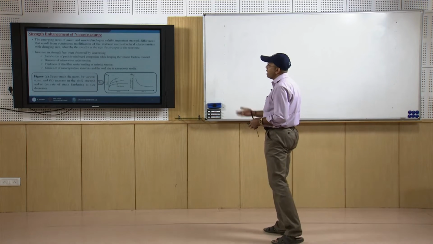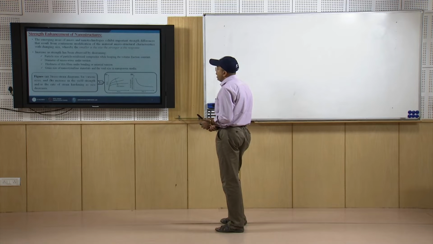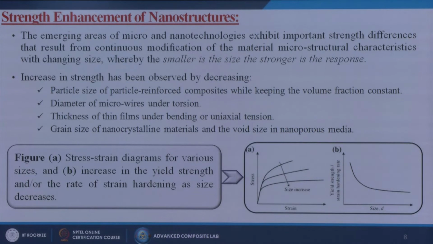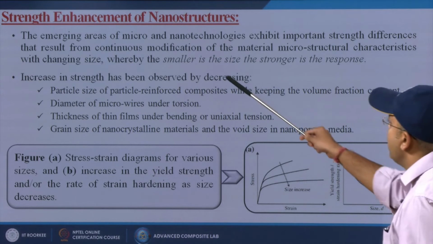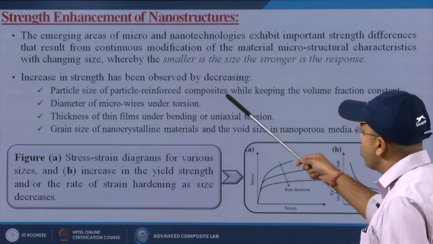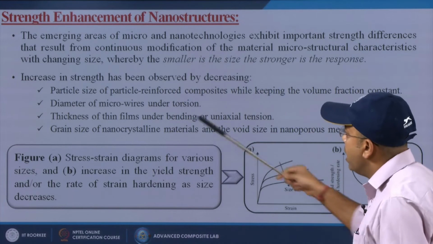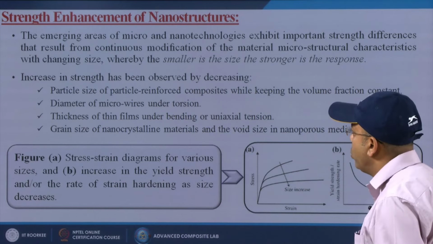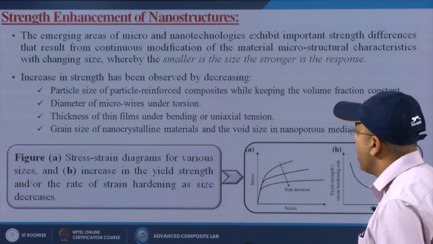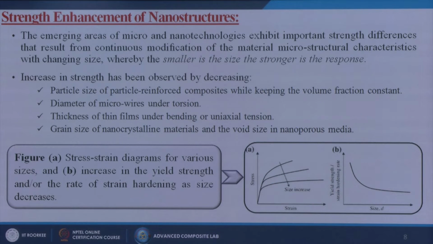Then how to enhance the strength in nanostructure systems. The emerging areas of micro and nanotechnologies exhibit important strength differences. They result from continuous modification of the material microstructural characteristics with changing size, whereby the smaller the size, the stronger the response. So, increase in strength has been observed by decreasing particle size of particle reinforced composites while keeping the volume fraction constant, diameter of microwires under torsion, thickness of thin films under bending or uniaxial tension, grain size of nanocrystalline materials, and the void size in nanoporous media.